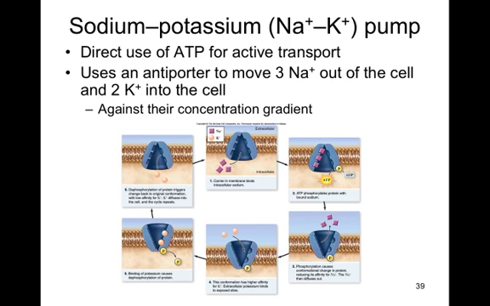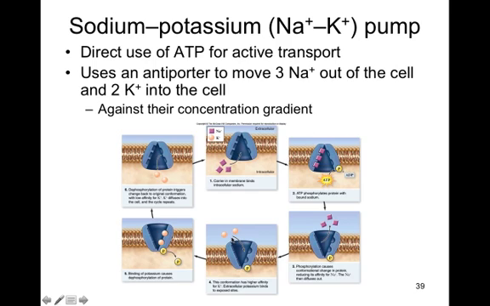3 sodium out and 2 potassium in, both of which are moving against their concentration gradient. The whole process begins with the membrane carrier protein opening to the inside of the membrane and binding 3 intracellular sodium ions. ATP phosphorylates the protein, that is, it gives its energy to the protein, which causes a conformational change, pushing out the 3 sodium ions against their gradient into the extracellular fluid.